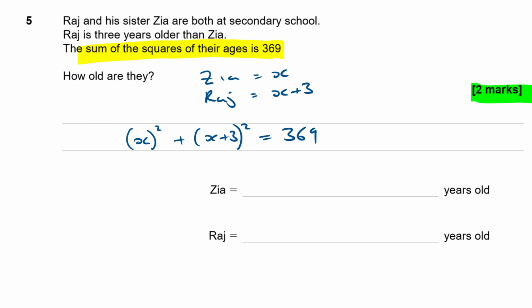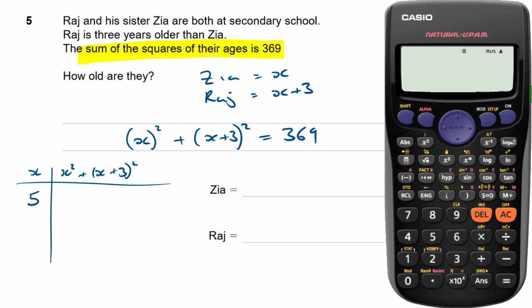And this is a calculator paper, so I'm just going to try various values of x and see if I can find one that works. So I'm going to do a trial and improvement table. So value of x, and then work out what x squared plus (x plus 3) all squared is until I get the right answer. So let's try x equals 5. What's 5 squared plus 5 plus 3, 8 squared. 5 squared plus 8 squared. That gives me a value of 89, which is too low.